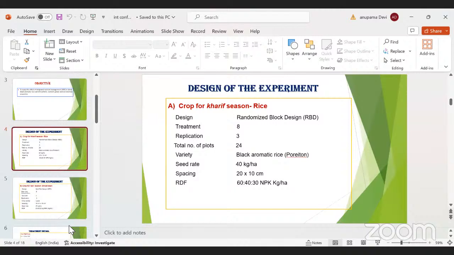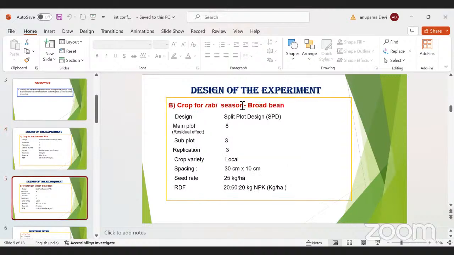The design of my experiment for Kharif rice is RBD with treatments and replications. The variety is Poreiton with a seed rate of 40 kg per hectare. For the Rabi season, the design is split plot. The main plot is the residual effect with 8 treatments and the sub plot is 3. The broadbean variety is a local variety with a seed rate of 25 kg per hectare.